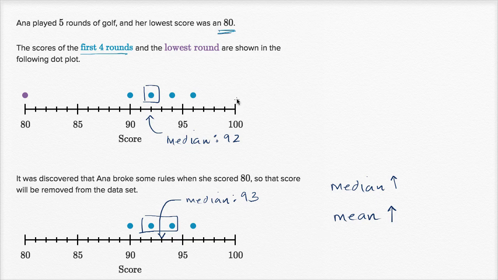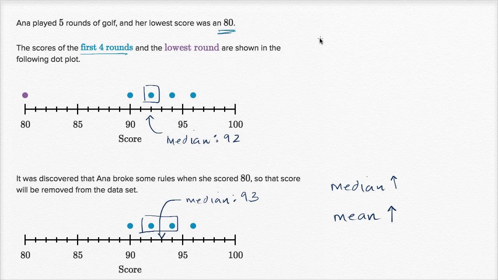If you removed a number that's larger than the mean, your mean is going to go down because you don't have that large number anymore. If you remove a number that's lower than the mean, you take that out, you don't have that small number bringing the average down, and so the mean will go up. But let's verify it mathematically.